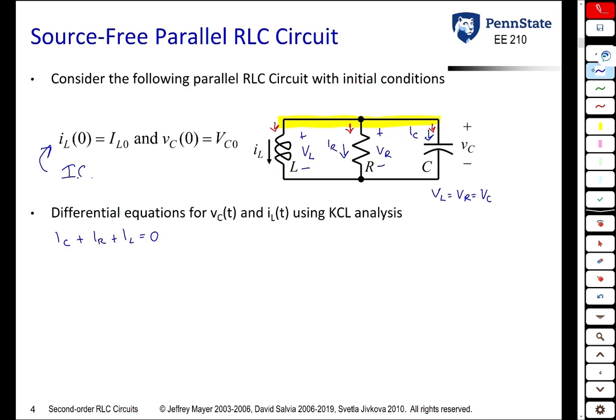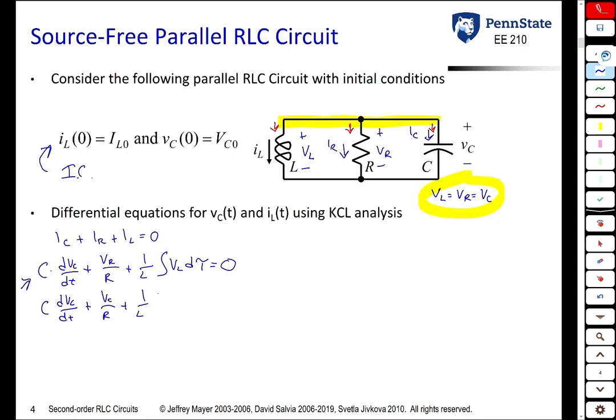But from the VI characteristics of the capacitor, we can write the current through the capacitor as C times the derivative of its voltage. From Ohm's law, we could write the current through a resistor as the voltage across the resistor over its resistance. From the VI characteristics of an inductor, we can write its current as 1 over L times the integral of its voltage. But from over here, we know that VL, VR, and VC are all the same, so we can replace VR and VL in this equation here with VC to get C dVC/dt plus VC over R plus 1 over L times the integral of VC d tau is equal to 0.